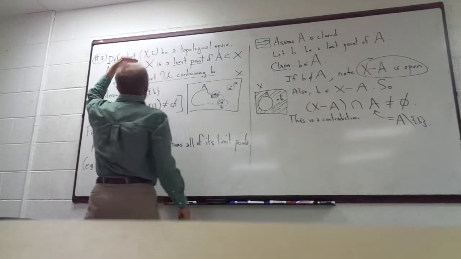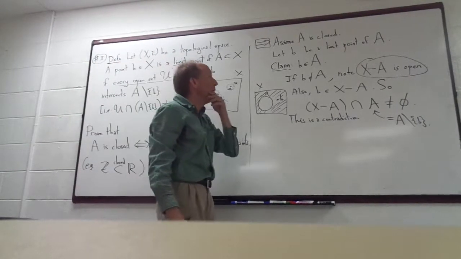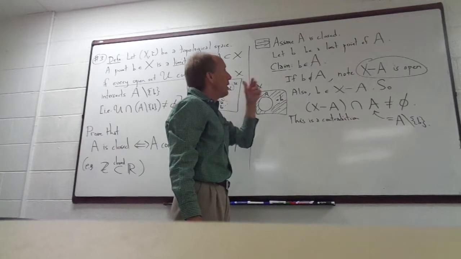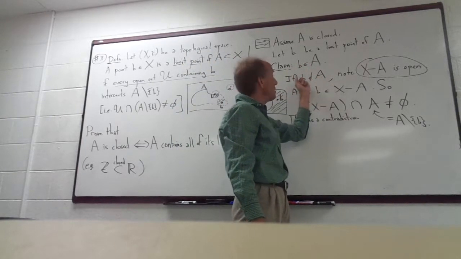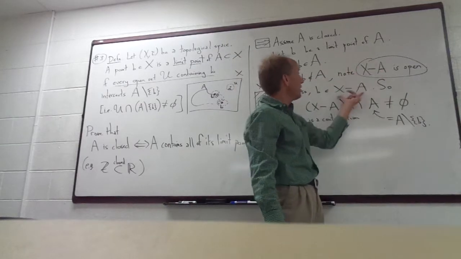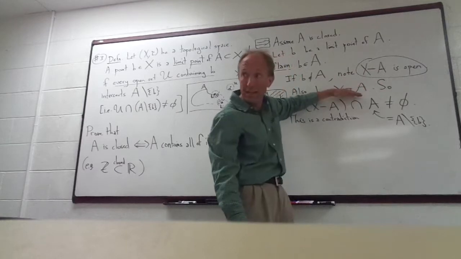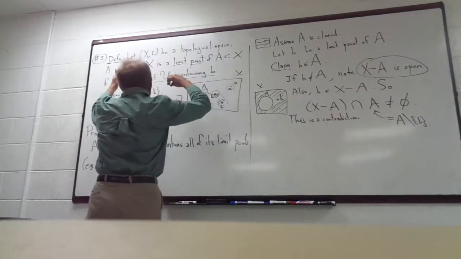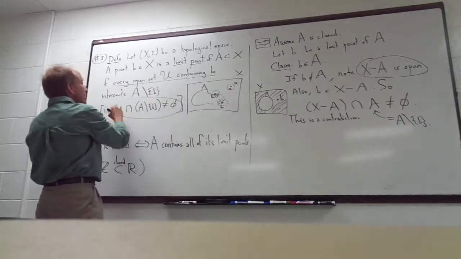So we have an assumption that every open set that contains B, well, that B is in that set. I want B to be in A, but let's suppose it's not. If B is not in A, then B does live here in the complement of A. So here's an open set that contains B. Our assumption is that every open set that contains B creates a non-empty intersection right here.